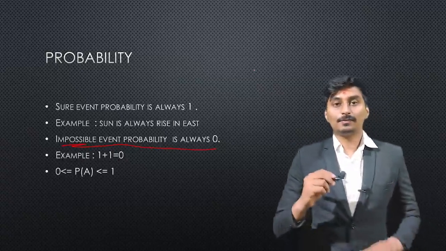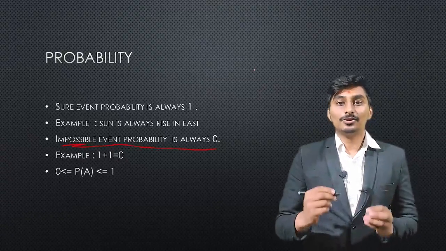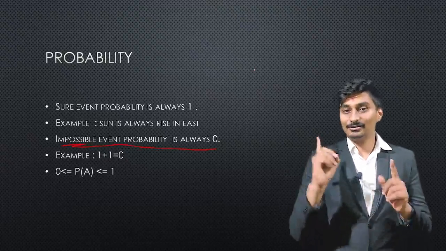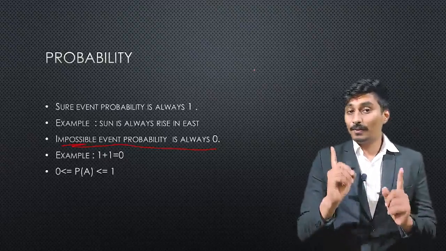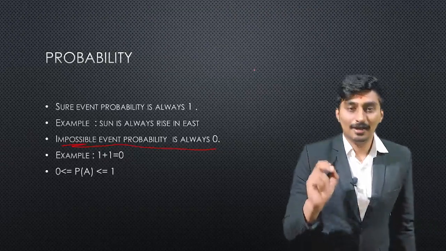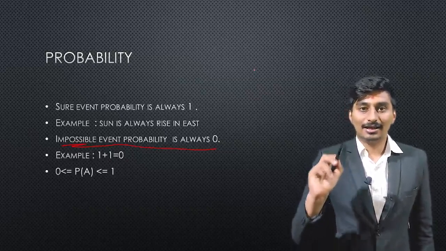Okay, so we can take another example. When we roll a die, what is the probability you get a number less than 7? So this probability is what? Always 1. Why? Because whenever you roll a dice, you always get a number less than 7.